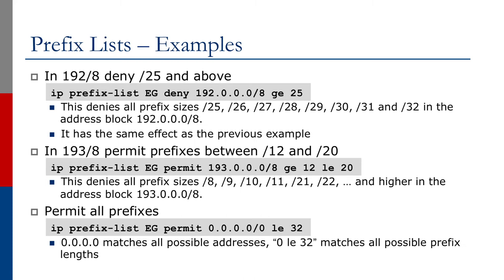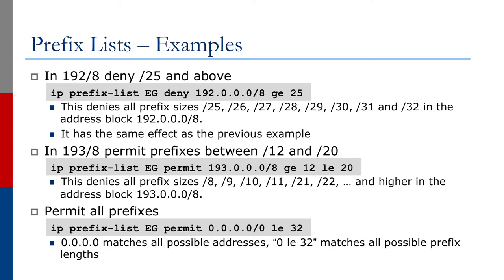Now we look at the GE modifier. If you want to deny explicitly a /25 and above, you'd say ip prefix-list EG deny 192.0.0.0/8 GE 25. So you're explicitly saying that anything that is a /25 all the way to a /32 out of the 192.0.0.0/8 block will be denied. It has a very similar effect as a previous example where we used LE 24, except that in this case, you are explicitly denying the longer prefixes.